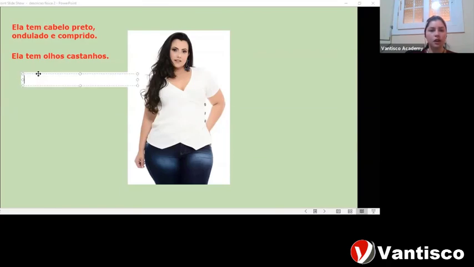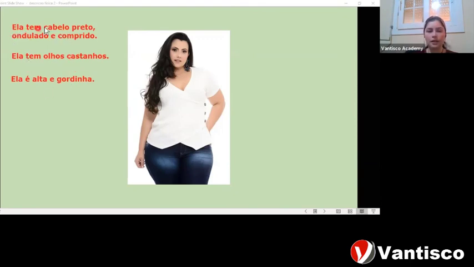We can also say, for me, she looks tall. For you, maybe she's short, but I'm going to say that she's tall. Ela é alta e gordinha. Ela é alta, she's tall, e gordinha. E gordinha, fat, in the diminutive form. Okay, it doesn't sound rude in Portuguese.